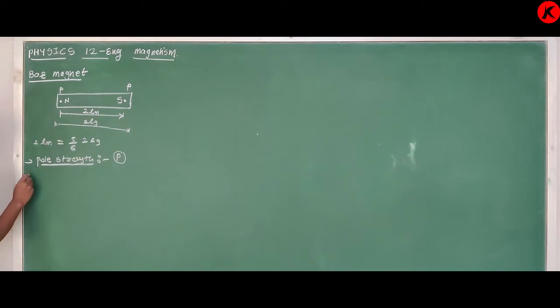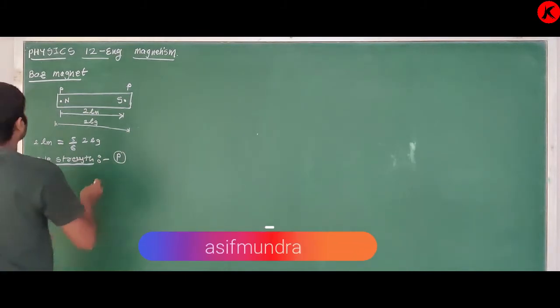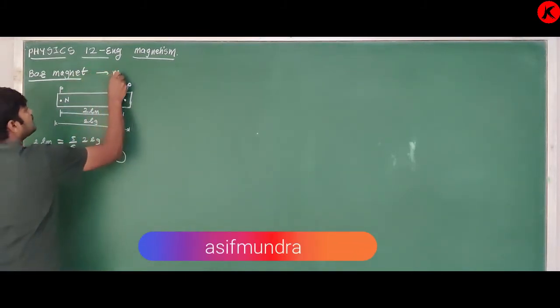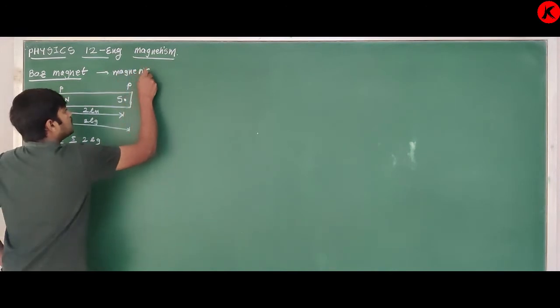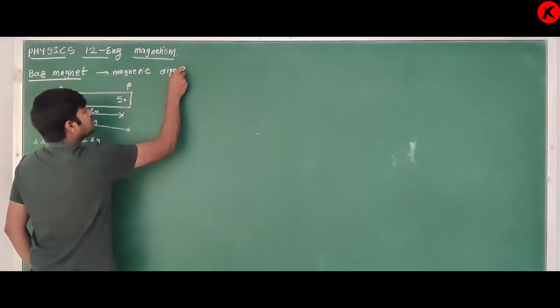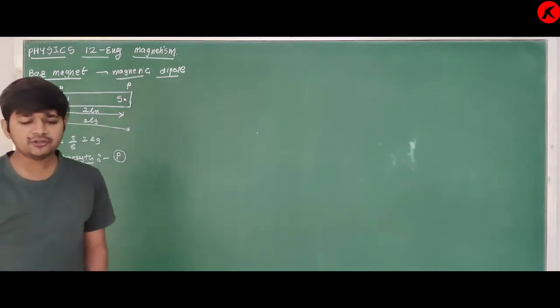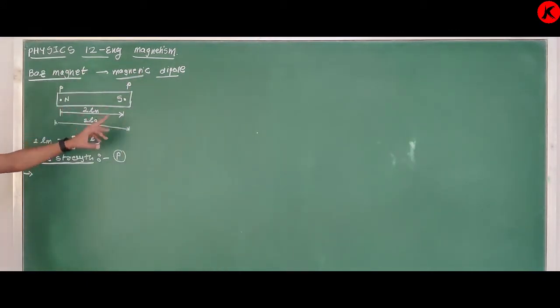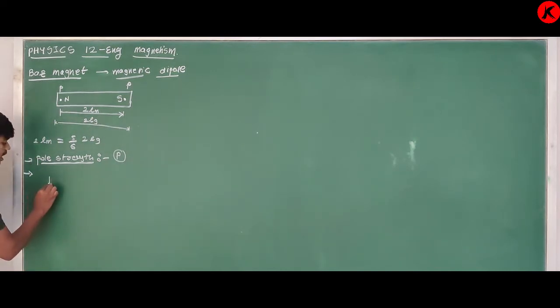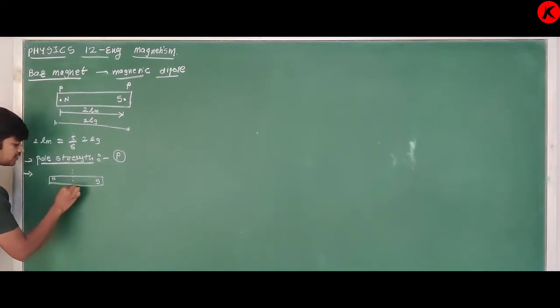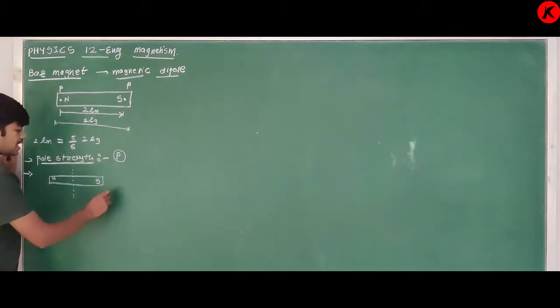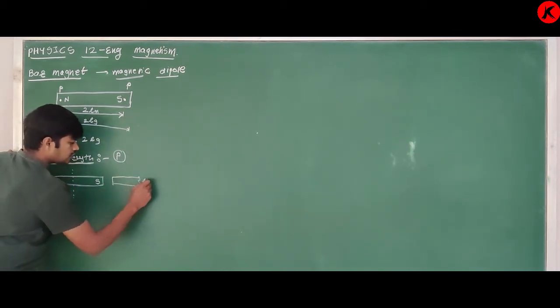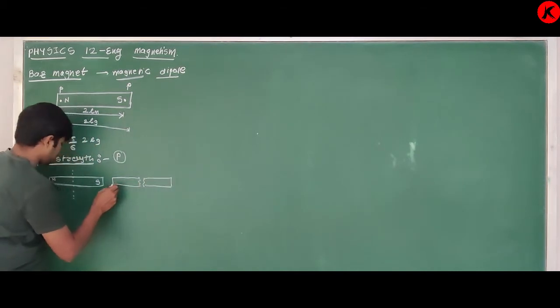There is one another point. This magnet is also called a magnetic dipole. Why is it called a magnetic dipole? Dipole means two poles, one north pole and one south pole. Because if we have one magnet with a north pole and a south pole, and we cut this magnet from this point, then we will have two pieces.